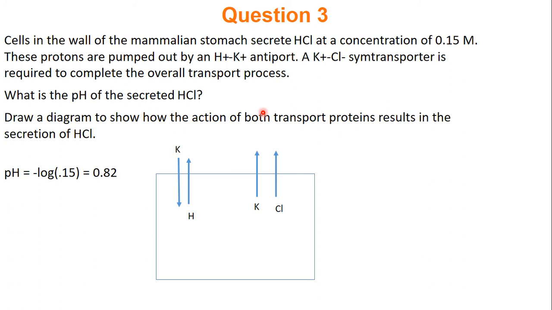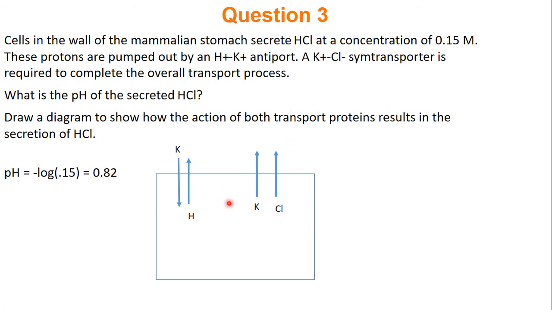Then, the second part of the question is, do you understand what these words mean? So first, antiporter. I'm pumping hydrogen out, so that's going outside my cell. This box is my cell. If it's an antiporter, that means I must be pumping the potassium in. Now my other process is a symport, so potassium must be going out with chlorine as well.